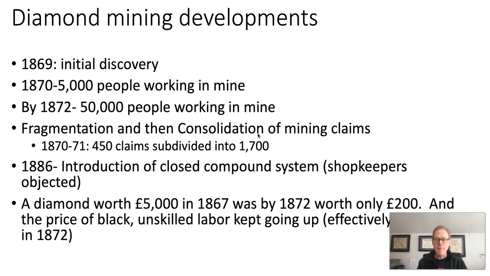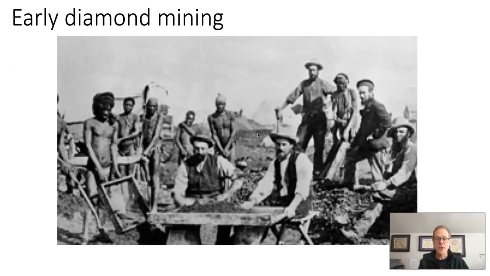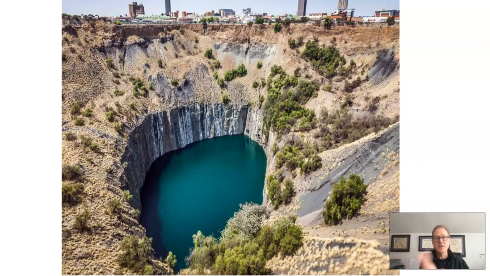And so you're going to end up then with a single mining company that ends up owning about 3/4 of the claims in the area. And in part that was done so they could start introducing industrial mining. And this is what's known as the Big Hole. This is the original diamond mine there. And it was just a large hole, one of the largest holes cleared just by manual labor in the world.